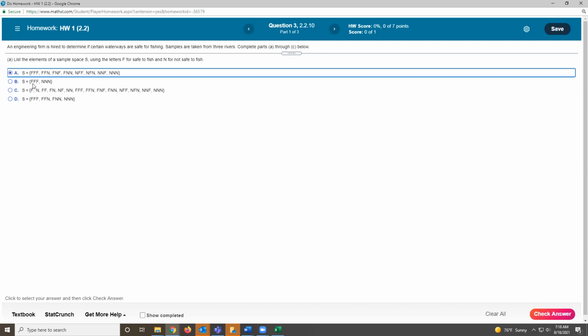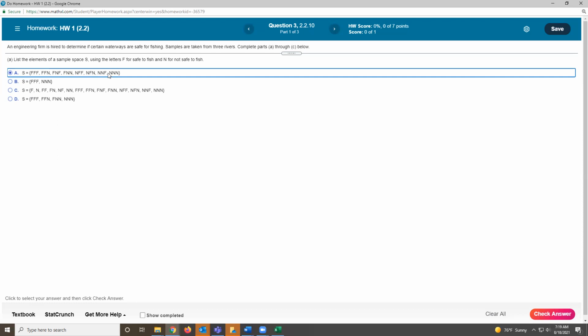Now B is not correct because B says it lists only 2 of the possibilities. The FFF is when all 3 are safe, and NNN is when all 3 are unsafe. But as we've seen, we could have all kinds of mixtures. C is incorrect because every point should be a triplet, because we're considering 3 rivers. So what are the possibilities for the 3 rivers? So C is out. And similarly, D only lists half of the possibilities.